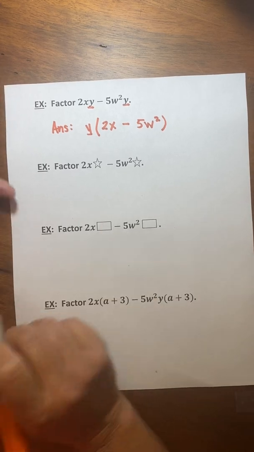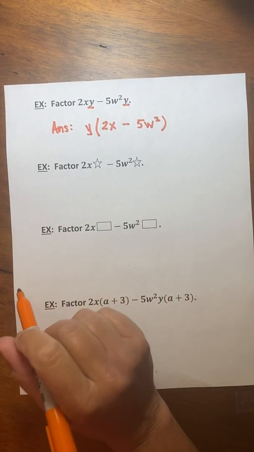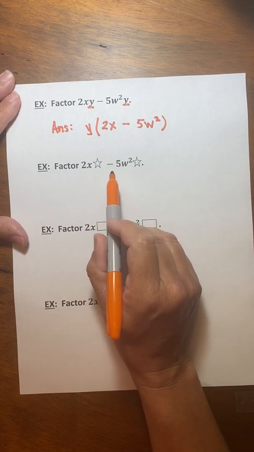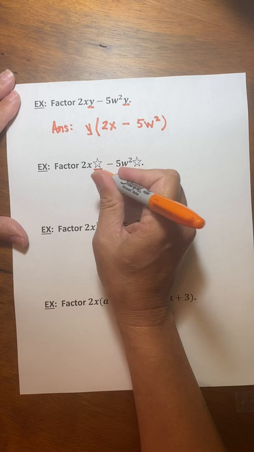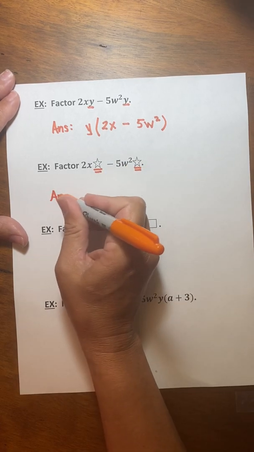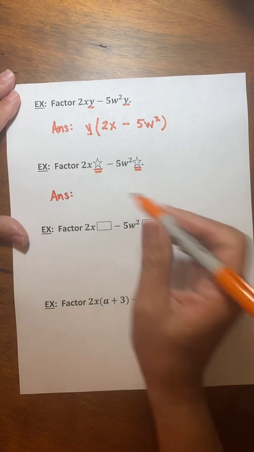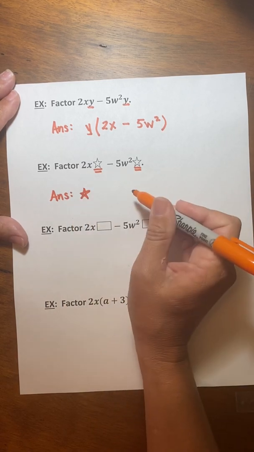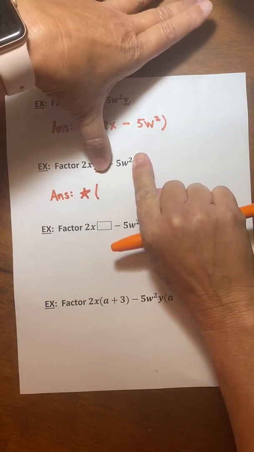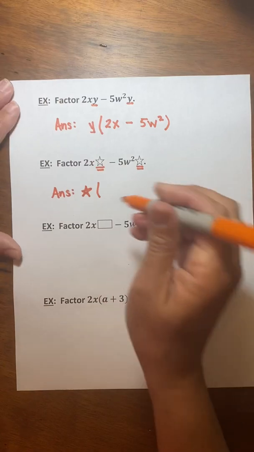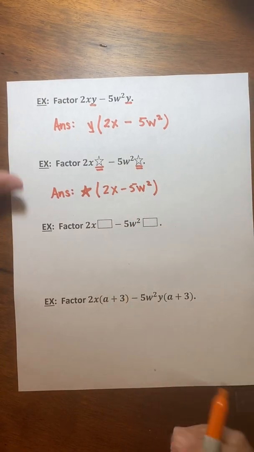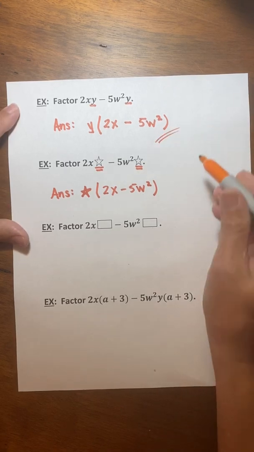All right, now take a look at the next problem. Looks very similar to the first problem. We have 2x times something minus 5w squared times the same thing. The same thing this time just happens to be the star. No one said we have to use just letters and numbers. So they share the star. I can pull the star out, and if I pull the star out, what's left is the 2x minus 5w squared, right? So that's that, that's that.